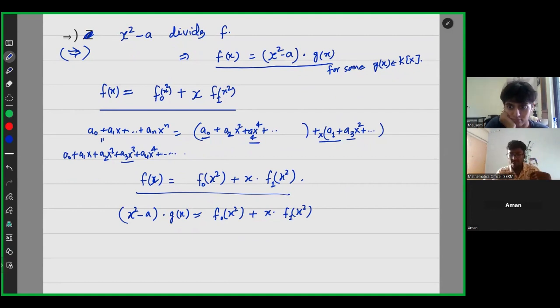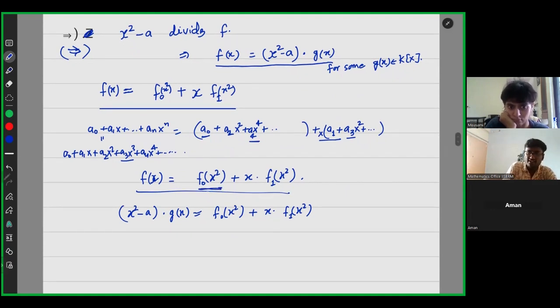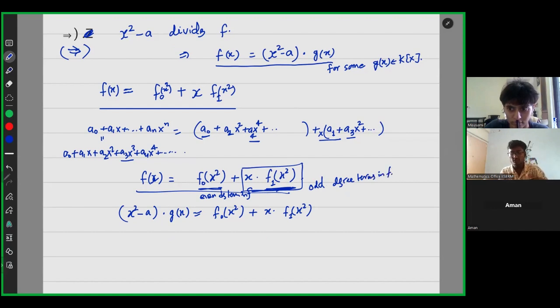We can write any polynomial f in this form where we are taking odd degree terms together, even degree terms together. So this is even degree terms in f, and these were odd degree terms, but you can take x common. So this f1 is also now even degree term, right? So this is even degree terms in f, and all this is odd degree terms. So you can write any polynomial like this.